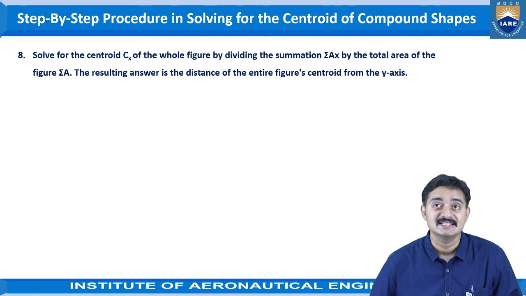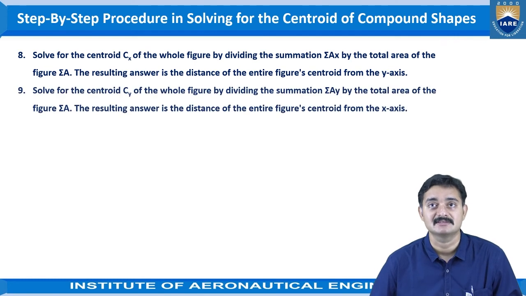Then solve for the centroid Cx. Cx is the position of the centroid of the whole figure, found by dividing the summation sigma Ax by the total area of the figure, sigma A. The resulting answer is the distance of the entire figure centroid from the y-axis. Then solve for the centroid Cy of the whole figure by dividing the summation sigma Ay by the total area of the figure, sigma A. The resulting answer is the distance of the entire figure centroid from the x-axis. This is how you will be calculating the centroid of a complicated shape.